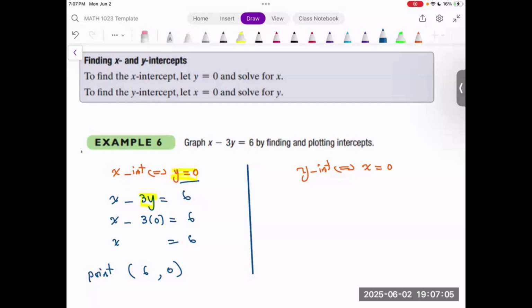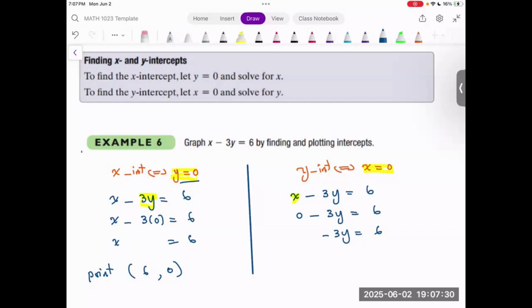Now, I can do it the other way, the same way. So I start with the equation x minus 3y equals 6. I start, obviously, with setting x to 0, which is this one is 0. Plug it in, that's going to be 0 minus 3y equals 6. This is going to turn into minus 3y is 6.